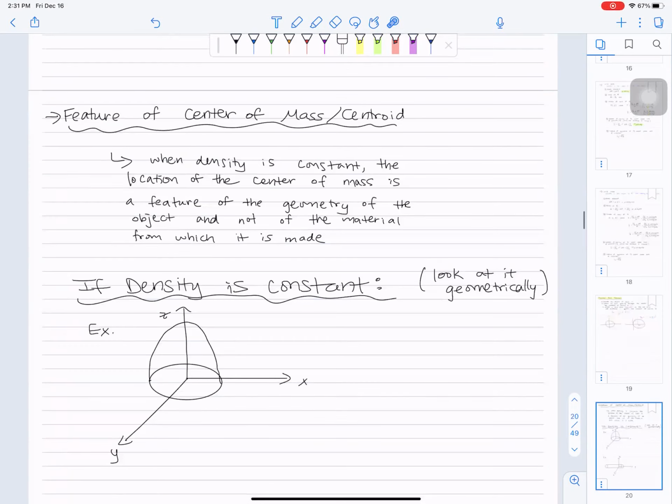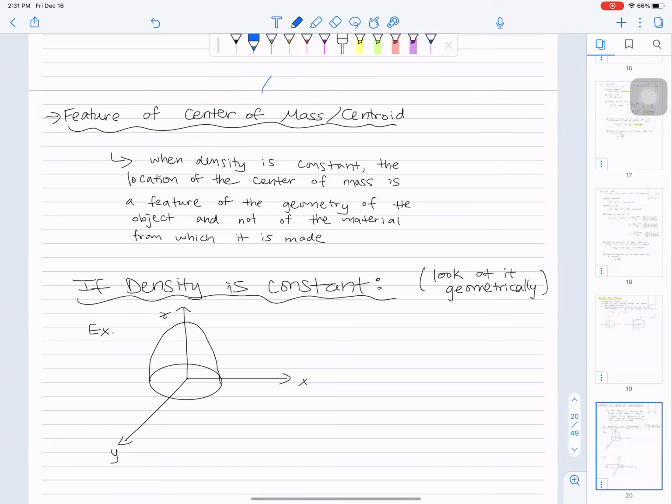So we also have another concept. How do center of mass and the centroid relate? Well, it turns out that if your density is constant, then the center of mass is going to be exactly the same as the centroid.